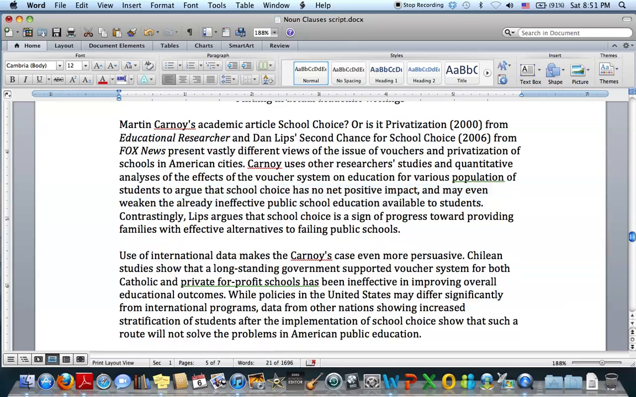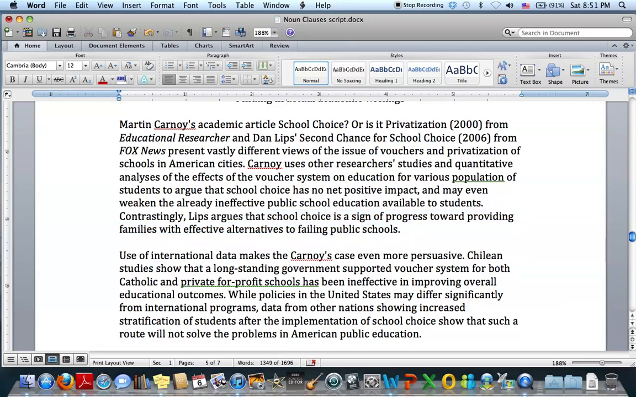Now we come down and we say, okay, contrastingly, Lips argues that, well, here's that same verb, argue, right? And we've got argues here, matching for the subject, right? And the same thing, we've got that right after it, followed by this whole noun clause. There we go. So that's two in this first paragraph.